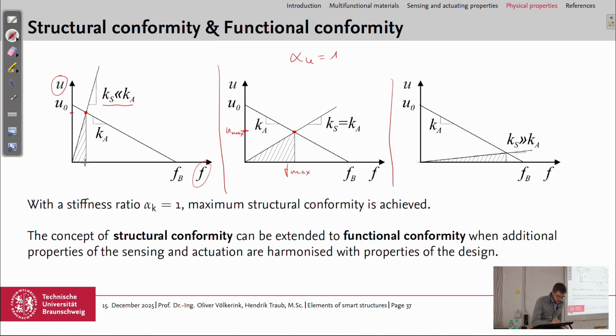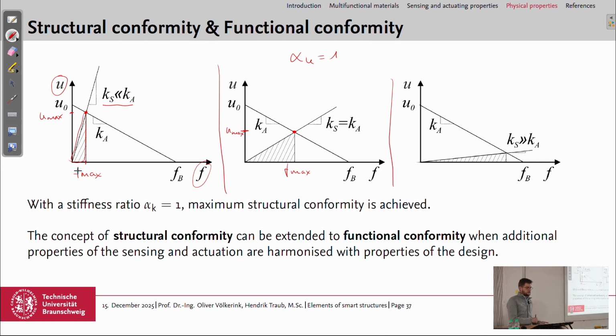And if the structure is less stiff than the actuator, we can achieve higher maximum displacements, but far lower maximum forces. And therefore the area here under the curve is smaller than in the optimal case where the stiffnesses agree. So even if we have the same actuator, when it's integrated into a less stiff structure, we can perform less work with this actuator.